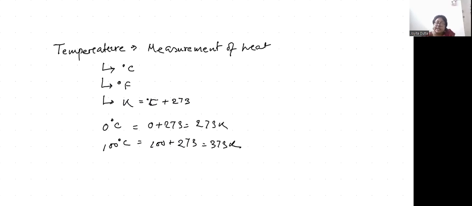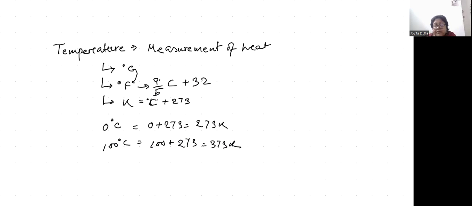To convert Celsius to Fahrenheit, what is it? Fahrenheit is equal to 9 by 5 C plus 32. So this is the conversion that we would have. Now, where this 9 by 5 C comes from is not a matter of by-hearting.